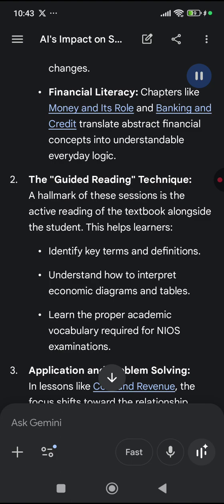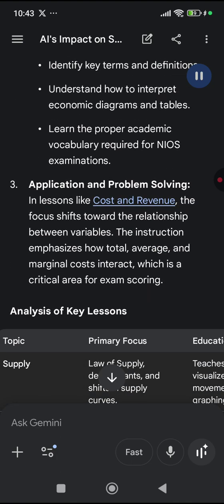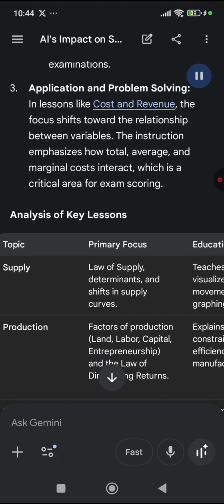3. Application and problem solving. In lessons like cost and revenue, the focus shifts toward the relationship between variables. The instruction emphasizes how total, average, and marginal costs interact, which is a critical area for exam scoring.